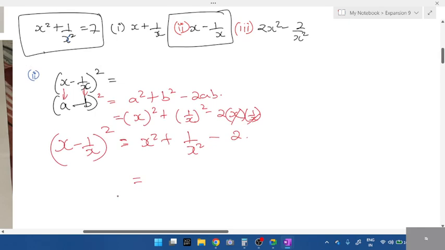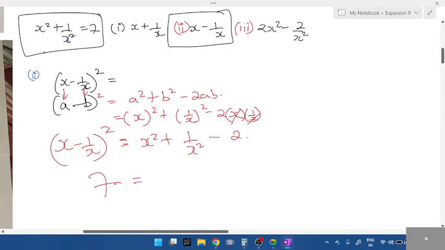Where should I put 7? Give me the reason. Left hand side, here 7. Why 7? Can you tell me? Okay, why 7?